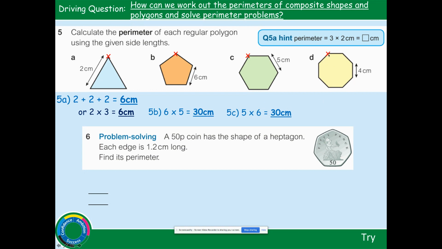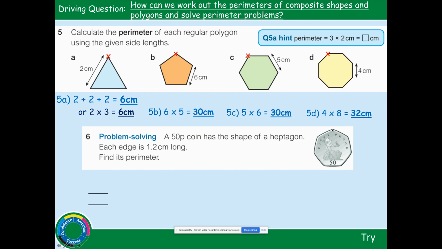Okay, the last one. Oh, I've put my start cross there already. I've got 4 centimetres and I've got 1, 2, 3, 4, 5, 6, 7, 8 sides. So it's 4 centimetres times 8 equals 32 centimetres.